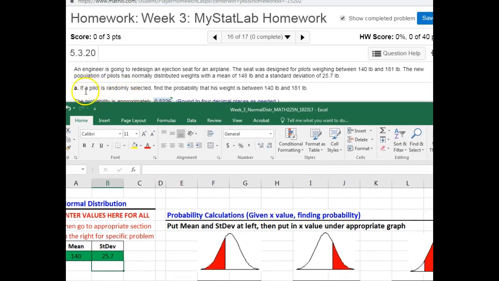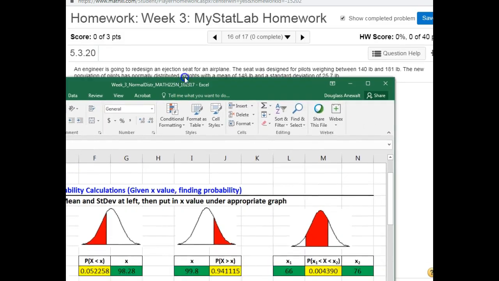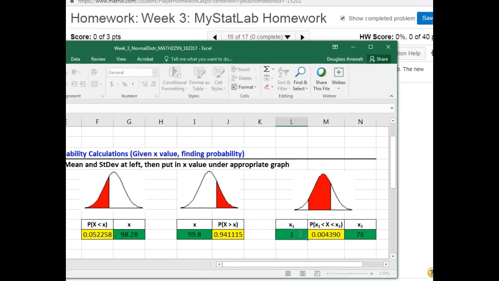Then we're going to see what type of question it's asking. Find the probability that a weight for a randomly selected person is between these two weight values. So an in-between of 140 and 181, I want to use the in-between formula here. And this is the percentage of people that fall in between those weights, or the probability, if you randomly selected one person, that they're in between those weights.